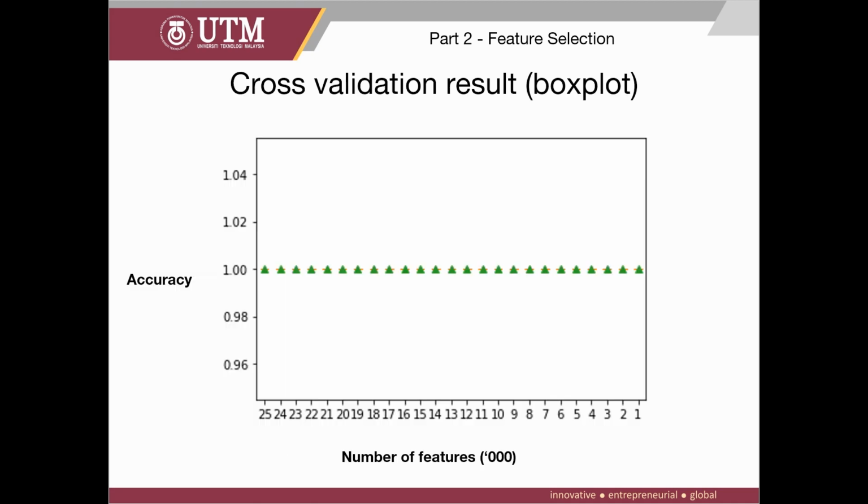This is the cross-validation result in box plot for each feature subset. For whatever reason, all the feature subsets end up with accuracy of 1 when tested with the SVM classifier with the same hyperparameter we have found earlier. But we will see the loss value during the deep learning classification later.